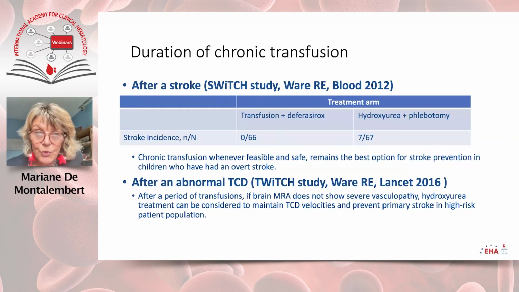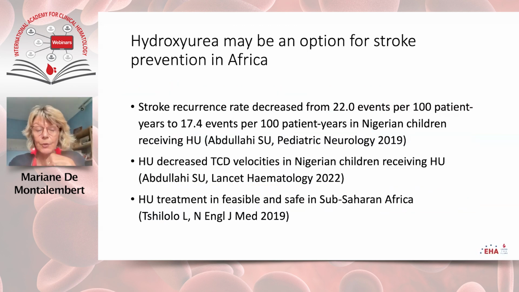While after a stroke, the best treatment is to offer lifelong transfusion, or if you have a bone marrow donor, of course, to perform a bone marrow transplant. But in Africa, almost no country can perform monthly blood transfusion, and therefore hydroxyurea may be an option for stroke prevention.